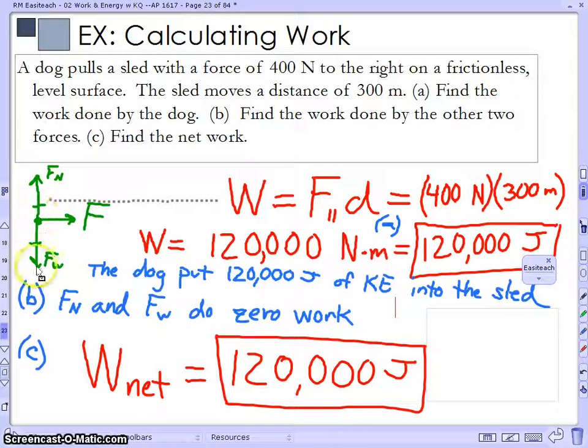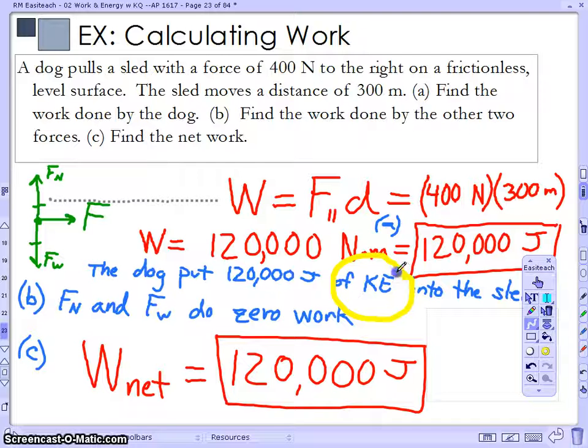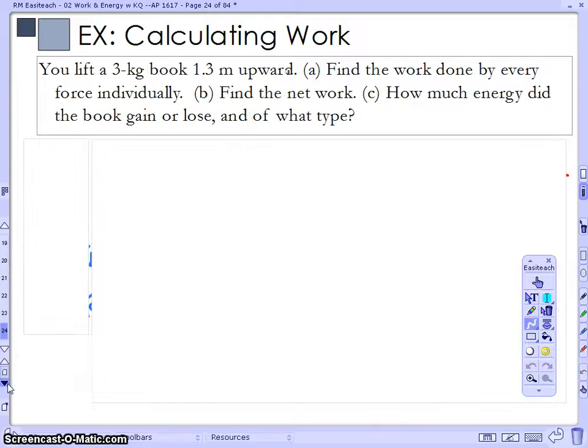And when we do start lifting stuff, it's going to get weird. But pause the video maybe and just think about the fact that the force was totally parallel. 120,000 joules of work were done, and all of that became kinetic energy. Kinetic energy, level surface, no lifting involved. What if we're lifting something?